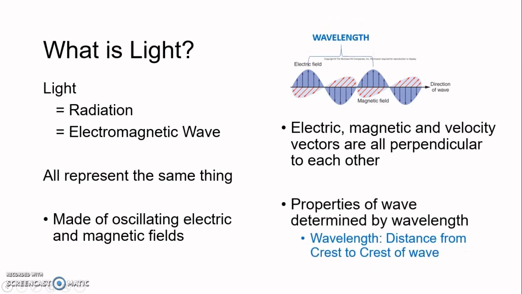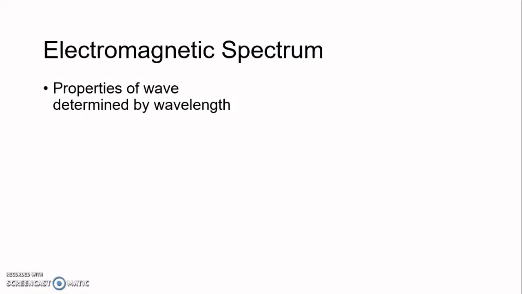Now, the properties of radiation or electromagnetic waves are determined by the wavelength of the wave itself. By the wavelength, we mean the distance from the crest to the next crest of a wave. And so when you see a peak in the electric field, the next time you see a peak, the distance between those two peaks, that is your wavelength. And it is this wavelength that determines the properties of a particular type of radiation.